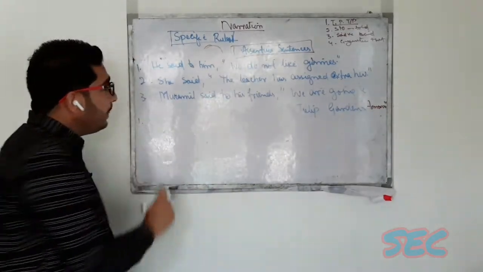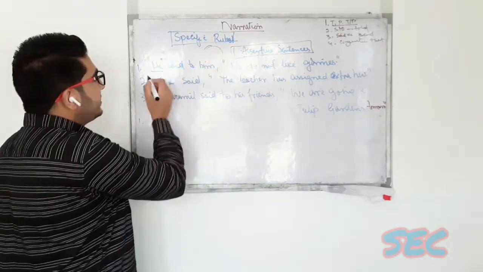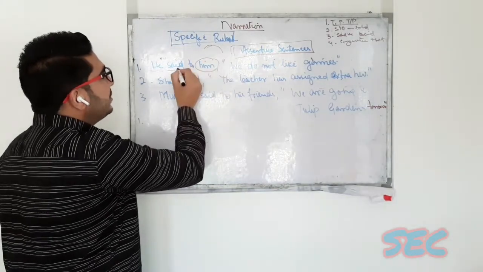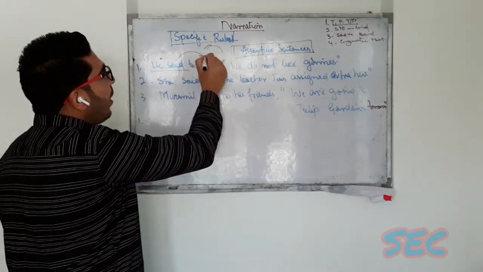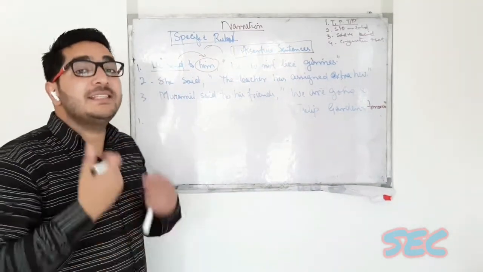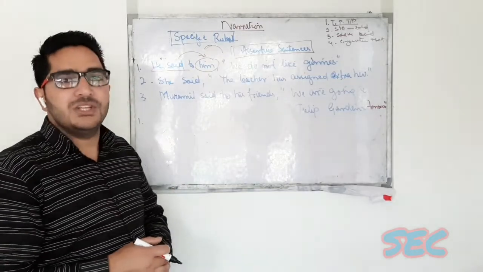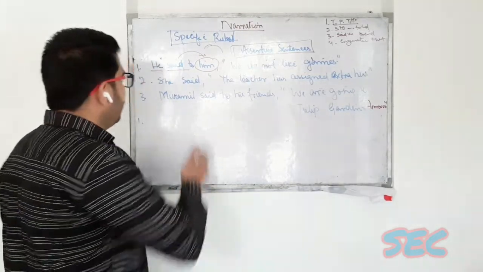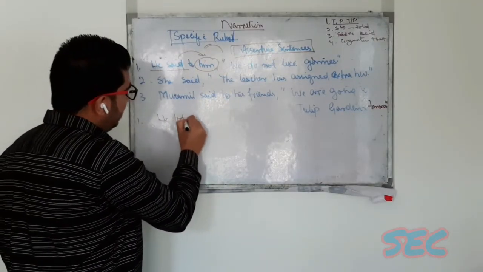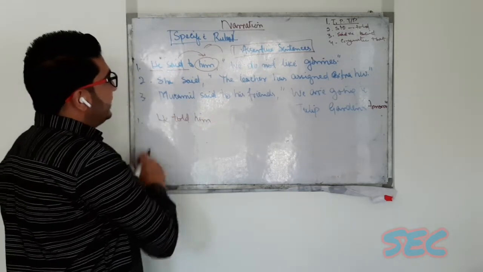First one, he said to him. So this is the subject, this is the reporting verb, and this is the object. So this reporting verb said is followed by an object. So when said is followed by an object, it becomes told. So he said to him, we shall write he told him. In another sentence, she said. So no object is placed here.